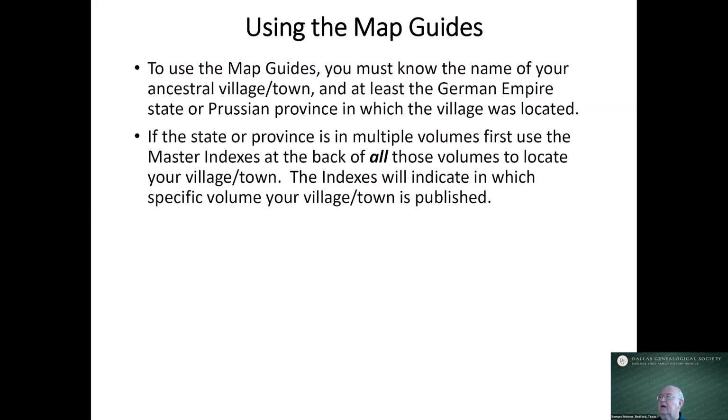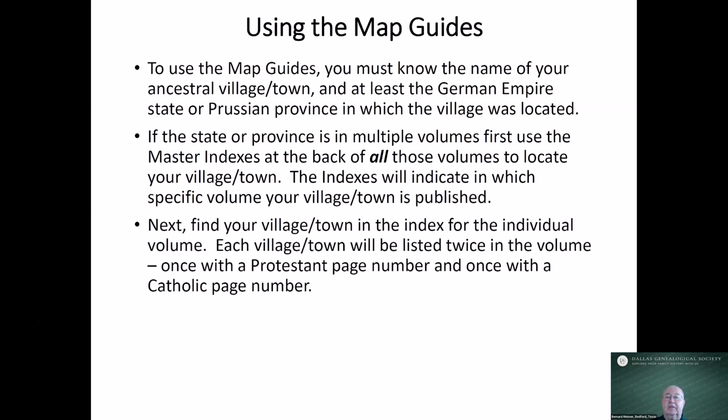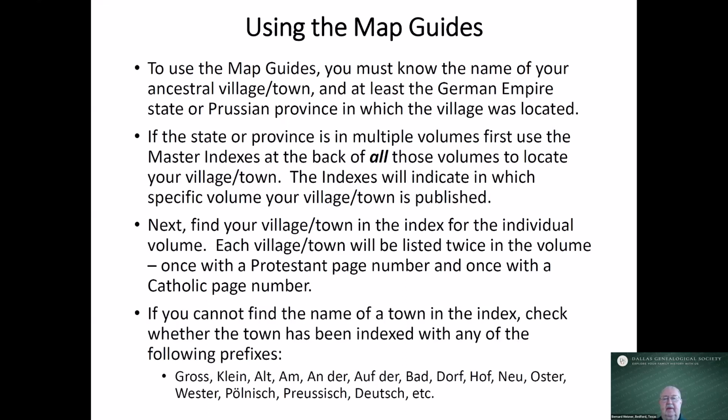You want to look at the back of all those because each master index was printed at the time that volume was released, and then they may find a couple mistakes or additions in the second of the series of that area, and then maybe the third. And those are always at the back of the book. And then each individual book has a town index for what's in that book. And it'll be listed twice. You'll have a page number for the Protestant parish and one for the Catholic.